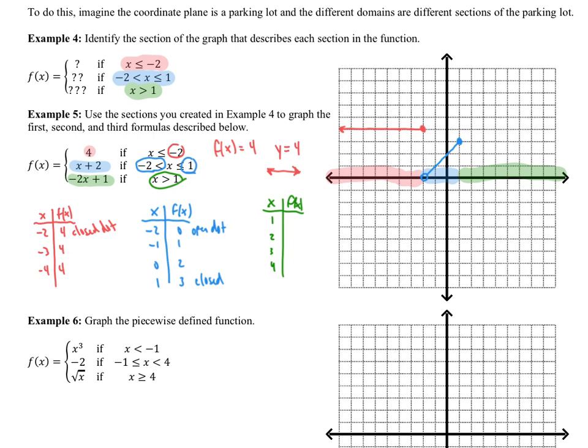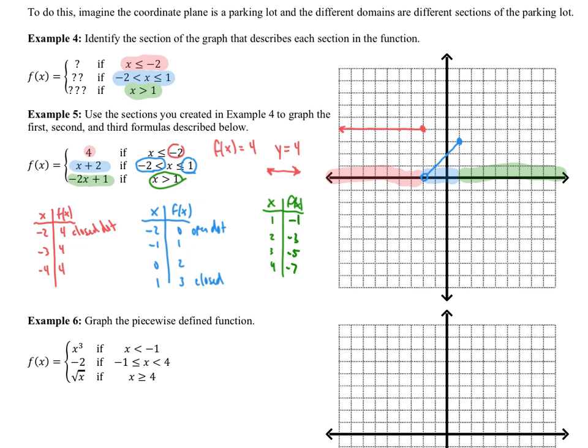So negative 2 times 1 is negative 2, plus 1 would be negative 1. Negative 2 times 2 is negative 4, plus 1 would be negative 3. Negative 2 times 3 is negative 6, plus 1 would be negative 5. Negative 2 times 4 is negative 8, plus 1 would be negative 7.